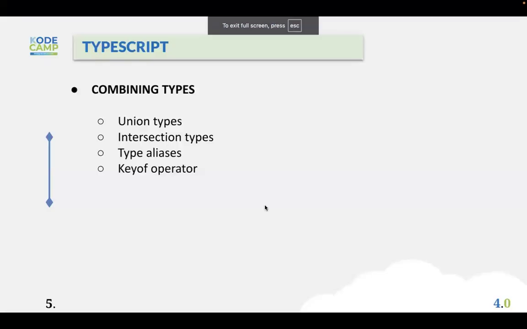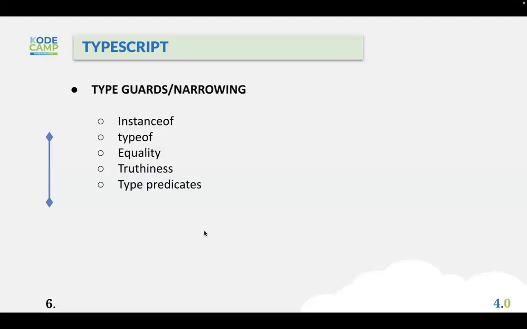Moving on, we are done with combining types. We've learned the union types, the intersection types, and type analysis with keyof. So moving on, we have type guards and narrowing. The instanceof, the typeof, the equality, the truthiness, and the type predicates. Okay, so these are basically TypeScript stuffs, and you need to understand the basics so you can be able to understand TypeScript.